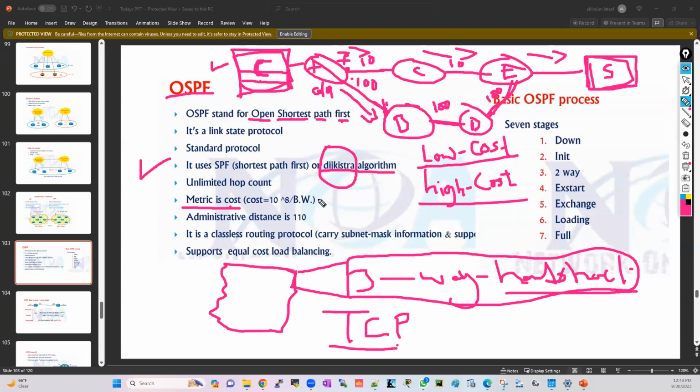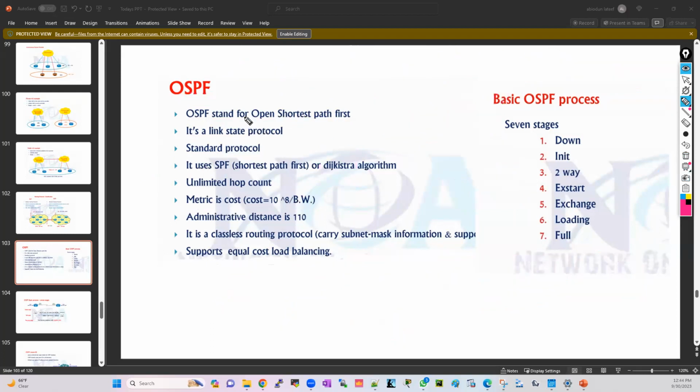That is the metrics you use. You use what? Cost. This is the formula: 10 raised to the power of 8 divided by bandwidth. We don't need to memorize this one. Nobody will ask us about this in an interview. We just need to know 3 things here. Number 1, we need to know the name: Open Shortest Path First.